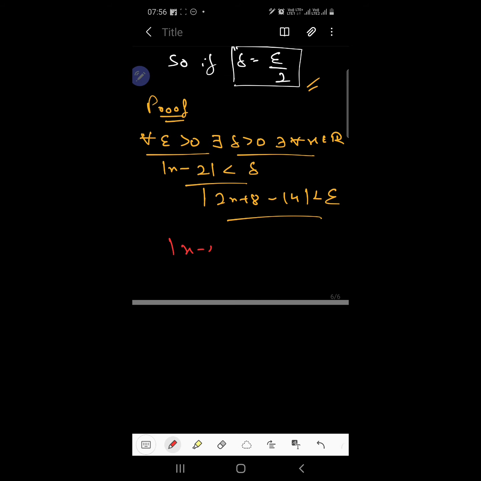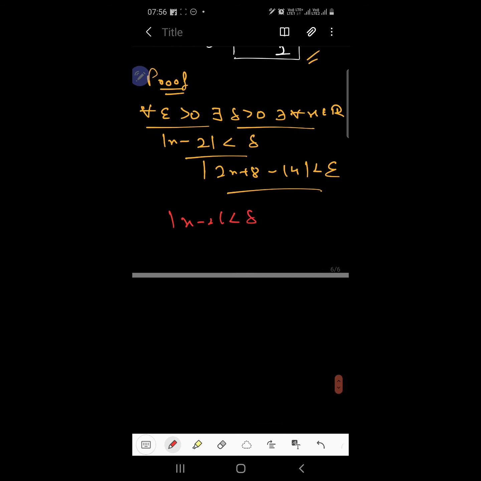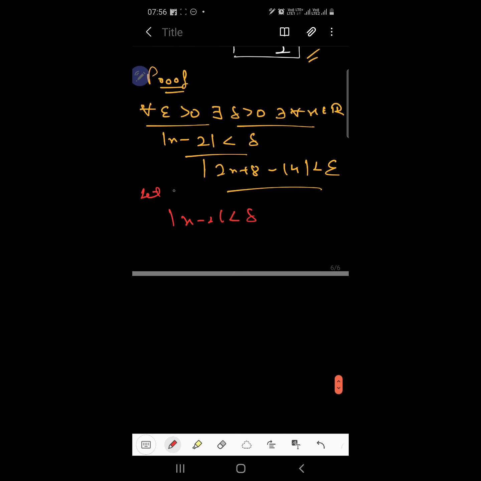Mod of x minus 2 is less than delta. First write, let delta equal to epsilon over 2. Got it? This is the first step. Let delta equal to epsilon over 2. Then write mod of x minus 2 less than delta.